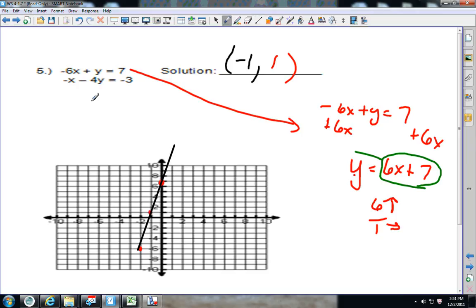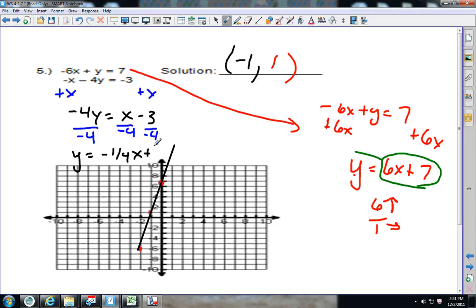Now the second one, right here, let's solve for y. So let's add x to each side. I get negative 4y equals x minus 3. I divide by negative 4 by everything. So my equation becomes y equals negative 1/4 x plus 3/4. Ooh, that's a pretty nasty one.